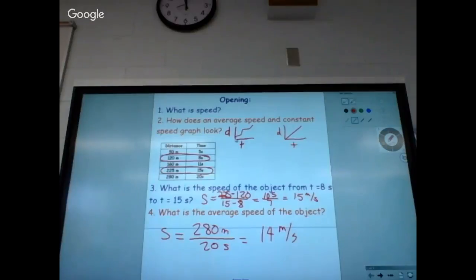I see. Would this be constant speed or average speed? That would be... How do you know it's average speed? They're not the same. Okay, if it's constant speed, they have to be the same numbers, right? Yes. And they're not the same number. Questions about that? No. All right.